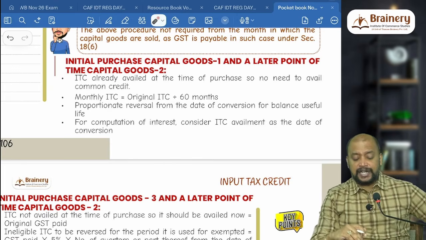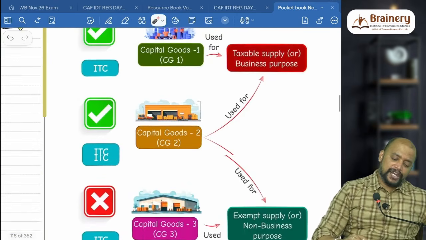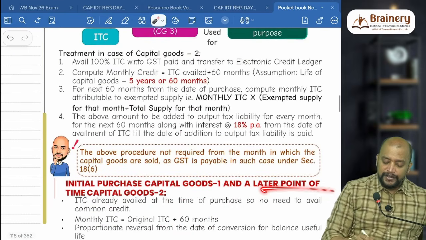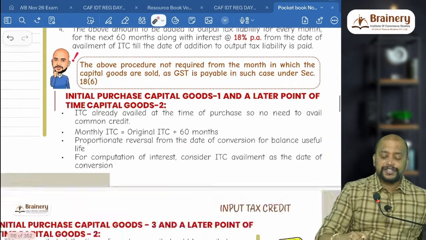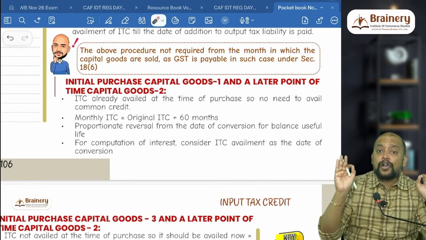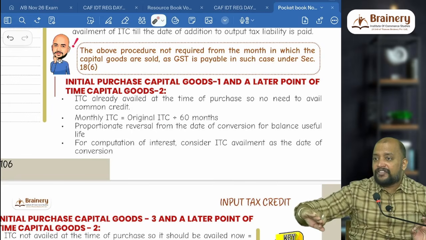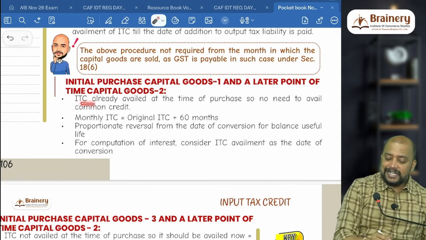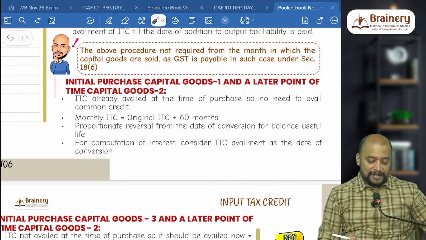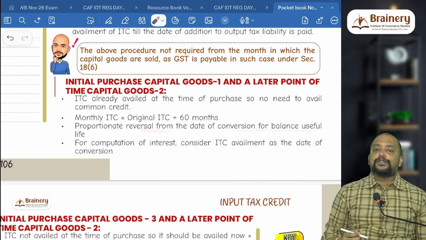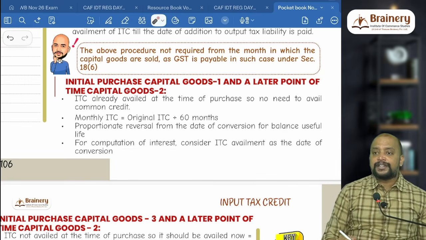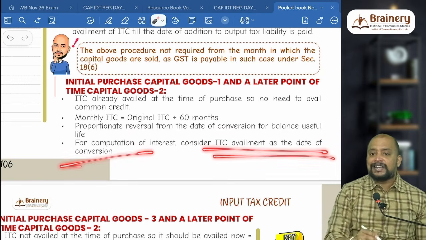Then initial purchase is capital goods 1, means you are using it fully for taxable and you availed the ITC. At a later point of time, we are using it for CG2, that is common. What is the treatment? As ITC already availed, no need to avail ITC, just consider it as common ITC and you need to do reversal for the balance life. So monthly, first ITC already availed at the time of purchase, so no need to avail common credit. Monthly ITC equals original ITC by 60 months, and proportionate reversal we need to do from the date of conversion for the balance useful life. And for computation of interest, we need to consider ITC availment as the date of conversion.